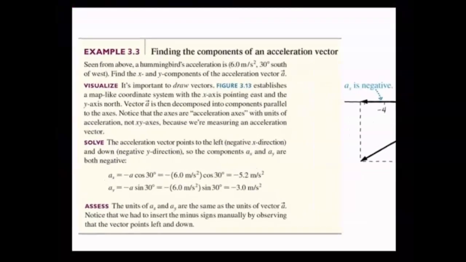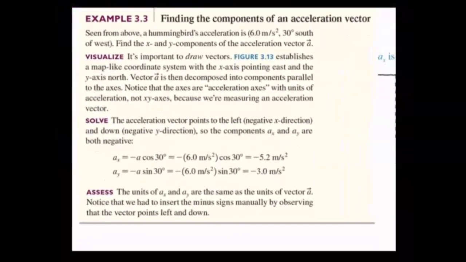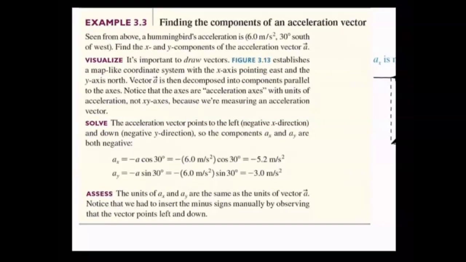In this example, we want to find the components of an acceleration vector. Seen from above, a hummingbird's acceleration is in magnitude 6.0 meters per second squared, and its direction is 30 degrees south of west. We want to find the x and y components of the acceleration vector. We visualize this example with the figure to the right.